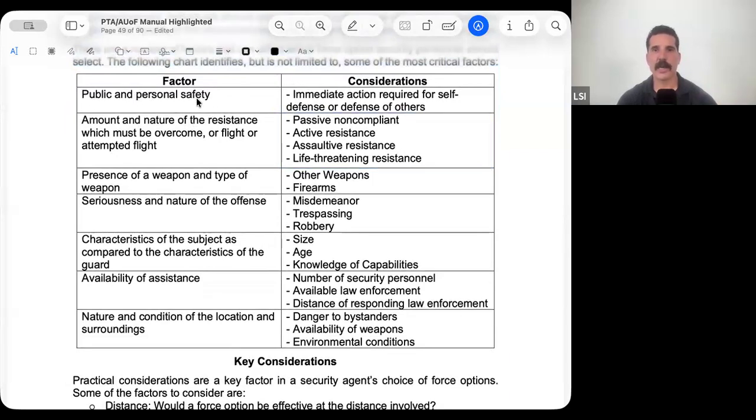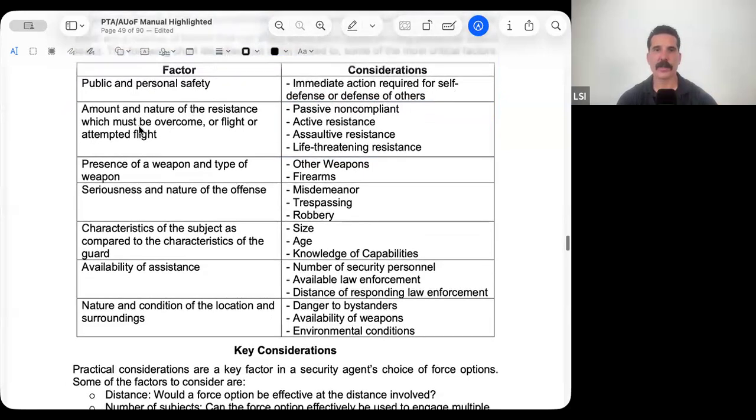It says factor: public and personal safety considerations, immediate action required for self-defense or defense of others. Factor: amount and nature of the resistance which must be overcome, or flight or attempted flight. Considerations: passive non-compliance, active resistance, assaultive resistance, life-threatening resistance. Factor: presence of a weapon and type of weapon. Considerations: other weapons, firearms. Factor: seriousness and nature of the offense. Considerations: misdemeanor, trespassing, robbery.